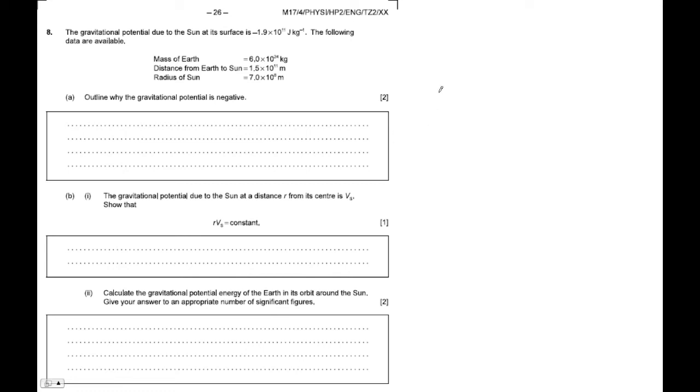So this is a gravitational field theory question. The first one is for A, outline why the gravitational potential is negative. The basic idea is that when two masses are infinitely far away, their potential is zero.